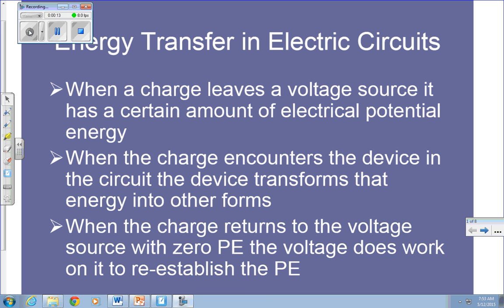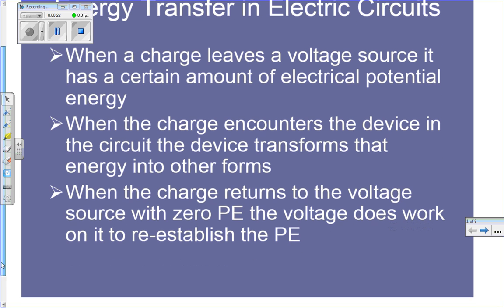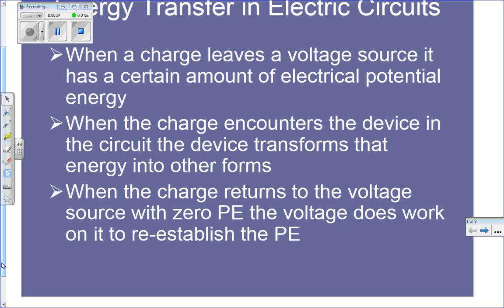So when the charge leaves the voltage source, it'll have a certain amount of electric potential energy. As that charge flows through the circuit and encounters the device we were talking about, there's at least one device in the circuit that has resistance. That device transforms that energy into some other form of energy, light, heat, sound, whatever, and uses up the electric potential energy that the charge has.